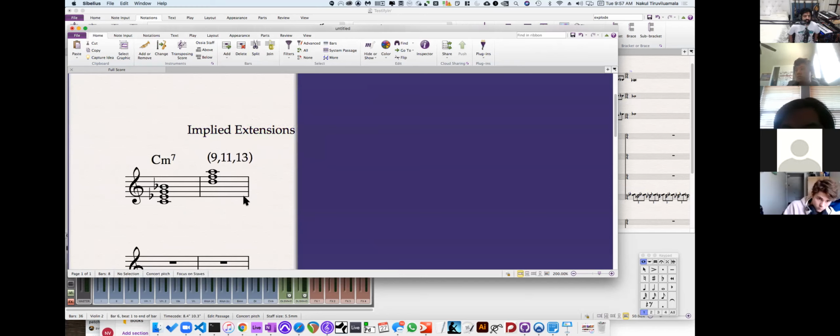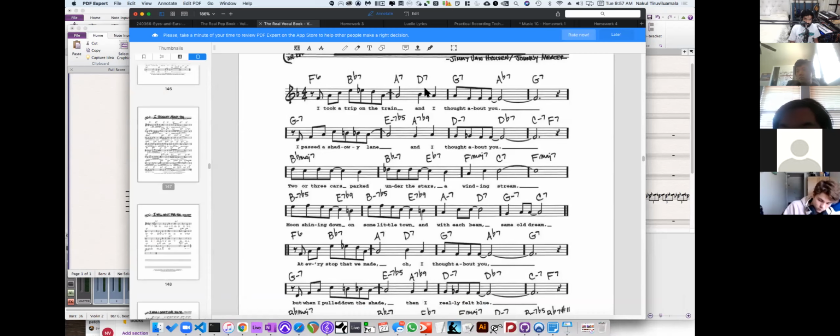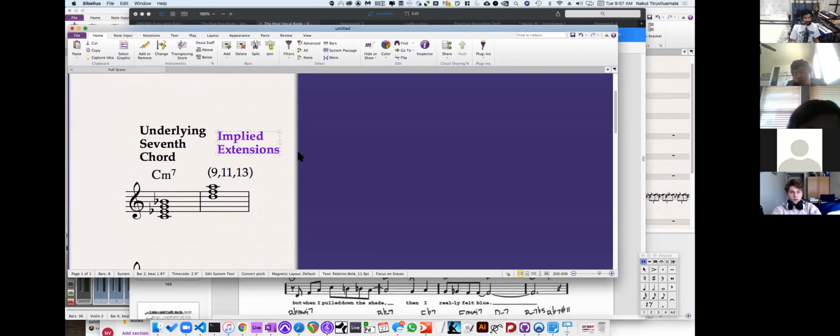Meaning, if I were reading a chord chart, like what we were looking at over here, and I saw a G minor 7, an underlying seventh chord, and I was trying to determine if the melodic note in the chord chart fit within this underlying seventh chord, it would be less flexible than if I also considered whether the melodic note fit within one of these implied extensions. So that raises the flexibility a little bit.